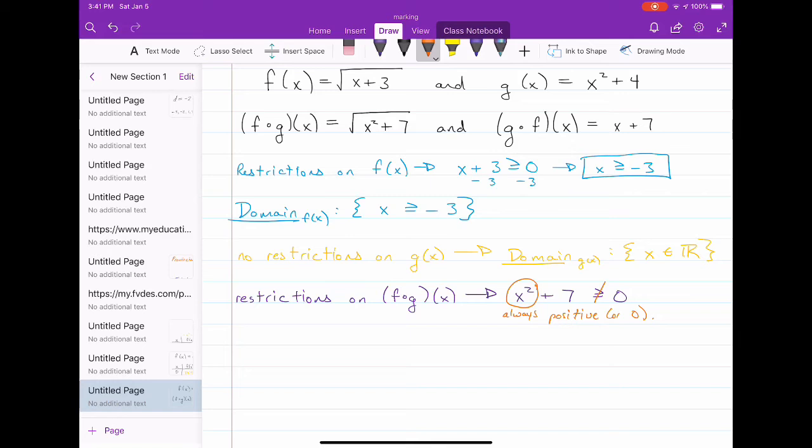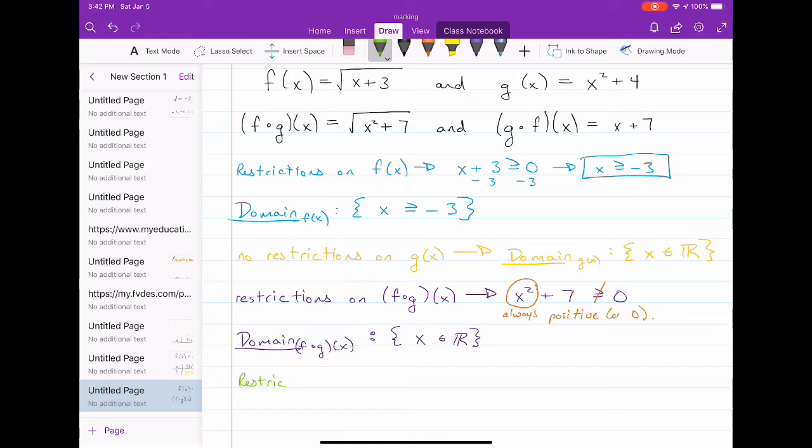So no matter what, I'm either taking a positive number and adding 7, or it's 0 and adding 7. It's definitely going to be bigger than 0, no matter what. x squared plus 7 has to be greater than or equal to 7, no matter what. So of course it's greater than or equal to 0. This means that the domain of f of g of x is going to be all real numbers, because even though there is a restriction that it has to be greater than 0, it is greater than 0, no matter what. So the domain's all real numbers.